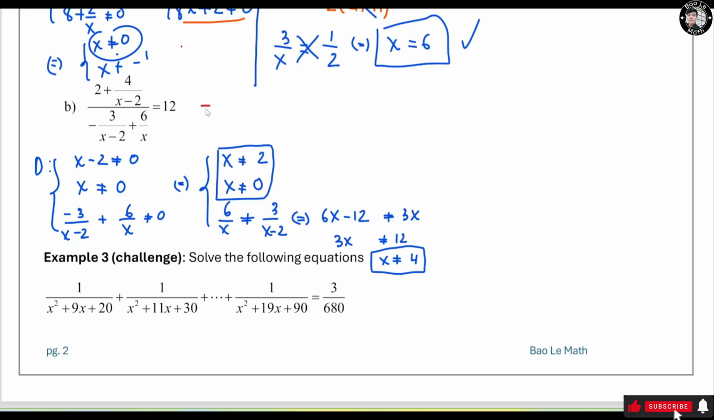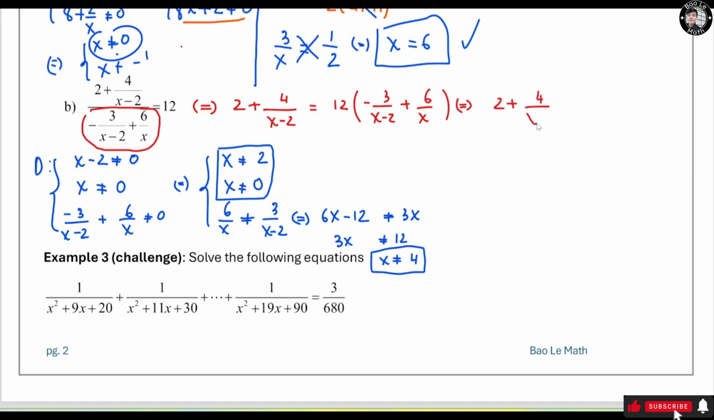Now, from the original equation right here, we just multiply both sides by the denominator right here, right? And we just distribute this one, so it could be 2 plus 4 over s minus 2 equals 12 times negative 3, it could be negative 36 over s minus 2, plus 12 times 6 could be 72 over s, right? Now we're going to go back to the normal equation like we did in example number 1, right?